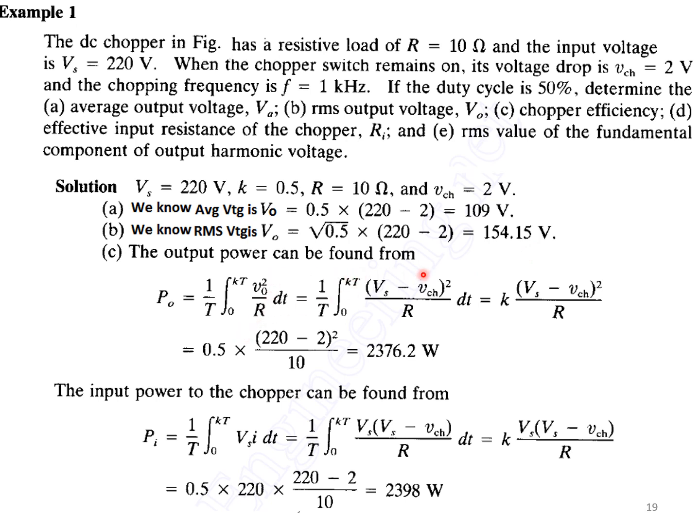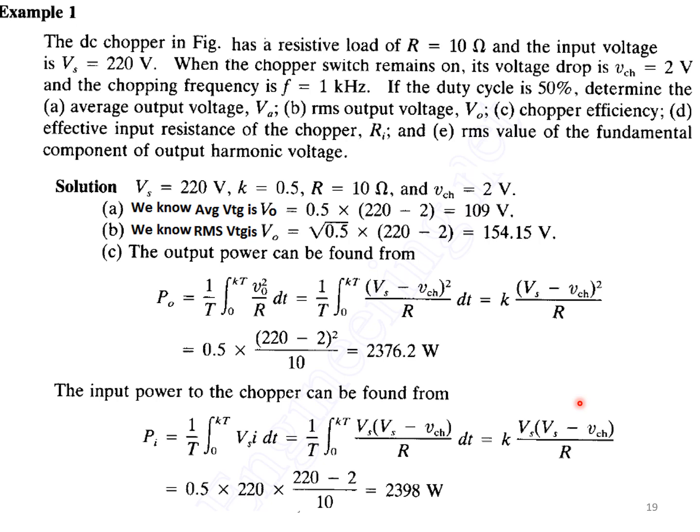Now to evaluate the output power, we know it can be evaluated from 0 to T on. T on can also be written as duty cycle into the period T. So that is equal to V naught squared upon R. If I integrate it, V naught squared is Vs minus VCH upon R. So this will be K into Vs minus VCH the whole squared upon R. So P naught will be equal to duty cycle into this, substitute these values, 220 minus 2 upon 10, and I should be getting P naught as 2376.2 watts.